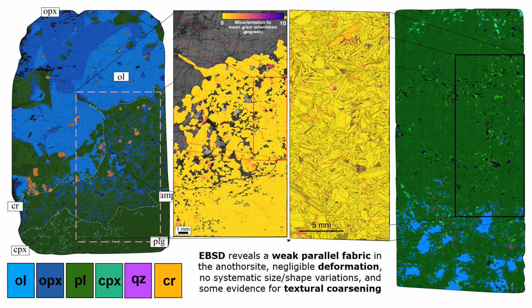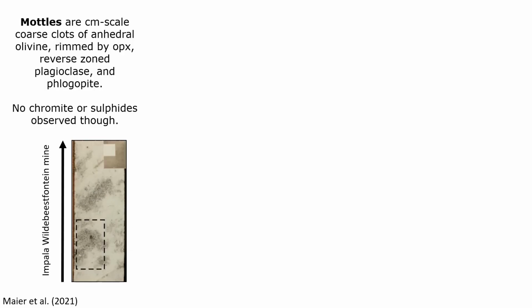Now, our maps show mostly yellow in both of these examples, with minor and localized grain misorientation. These are inconsistent with fabrics expected from plastic or mechanical deformation, and therefore we have no compelling evidence for systematic deformation. Furthermore, in petrographic analysis of these units, we saw no evidence for kinked grains or undulose extinction that might be expected. So now we get to the mottled anorthosites.